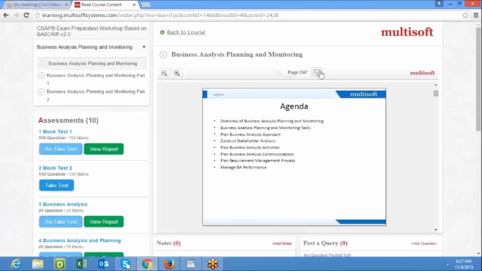So the agenda is an overview of BA planning and monitoring, what it does, what you are doing here. We will be talking about the tasks, and there are 6 tasks in it. The names are written here. The first one is plan BA approach. The second, conduct stakeholder analysis. Plan BA activity. Plan BA communication. Plan requirement management process. Manage BA performance. So 6 tasks in it. We will be talking about what these are.